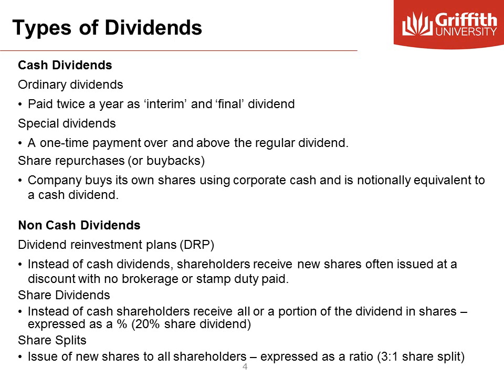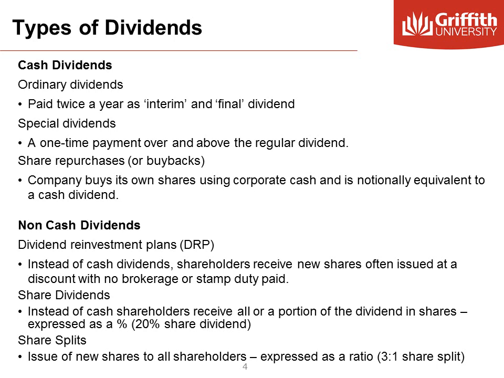And then there are share repurchases or buybacks. This happens when a company buys its own shares from investors using corporate cash, which is the same as a cash dividend. The non-cash dividends are in the form of dividend reinvestment plans. This allows shareholders to receive new shares instead of cash. For shareholders, the advantage is that these shares are often issued at a discount and no brokerage or stamp duty is paid. Thus, the firm retains cash and at the same time accumulates equity capital cheaper than having to pay for new share issues in the market.